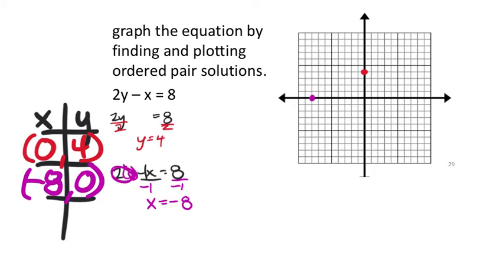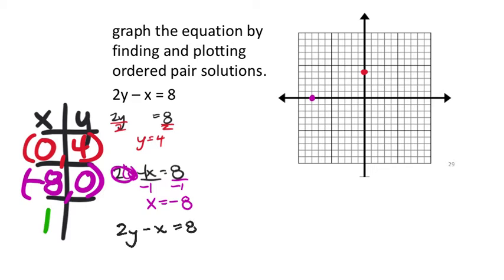This is good enough. That's good enough for a graph, okay? But I do want to confirm it just really for my own purposes, and I'll try x is 1 right here. Do you have to do this? No, but I highly recommend that you do, just to make sure you're checking your work. And so what do we get? 2y minus x equals 8.